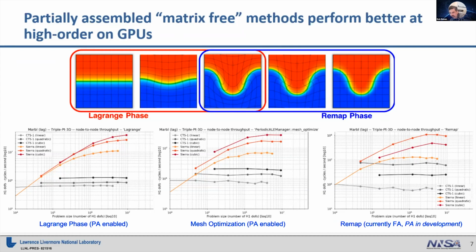And you can see in this plot here that the cubics are not performing as well as the quadratics, and that's also expected. That's what we would expect for full assembly. We expect this to change, though, once we fully convert this to partial assembly. Next slide.